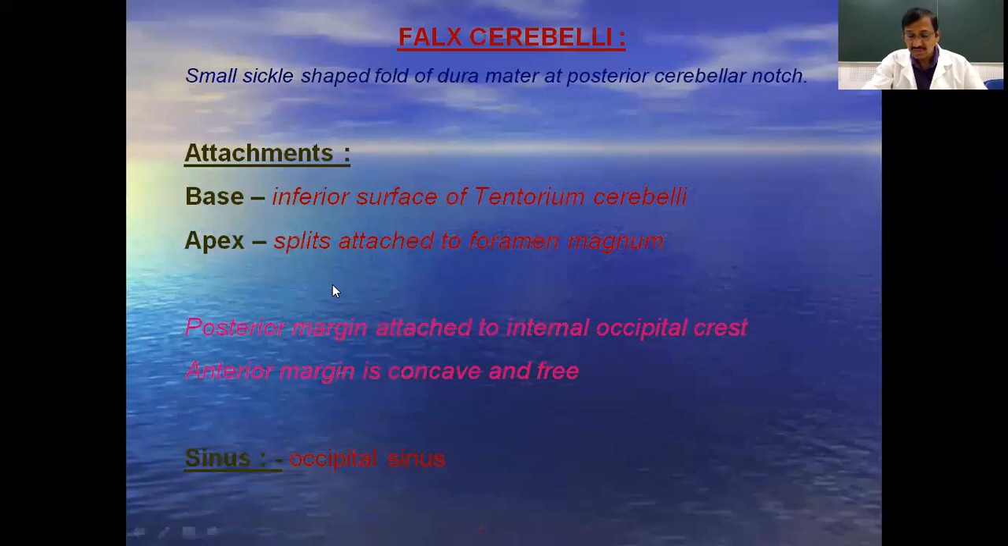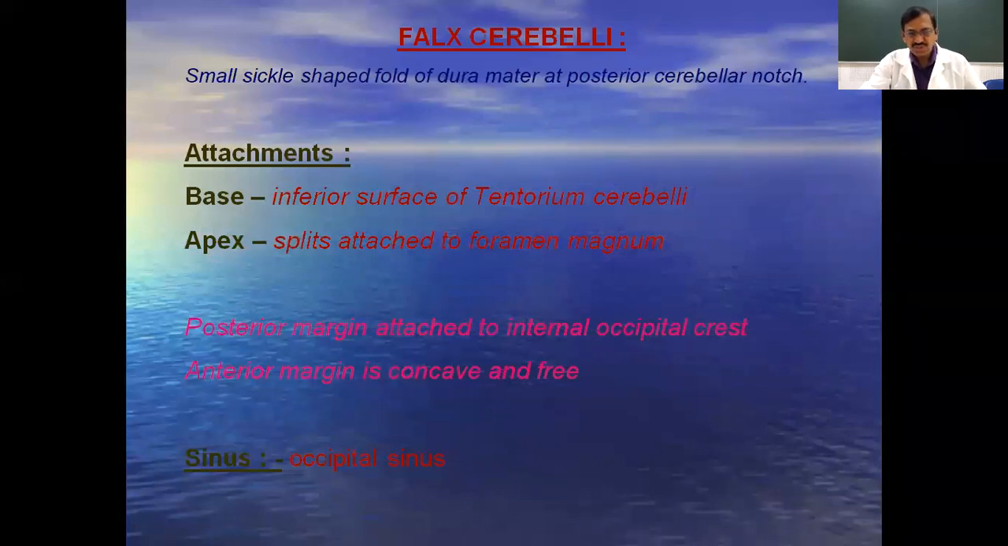Next, coming to the falx cerebelli. This falx cerebelli is a small fold of dura mater. You can see here, this one, a very small fold. It is a small sickle-shaped fold of dura mater at the posterior cerebellar notch.